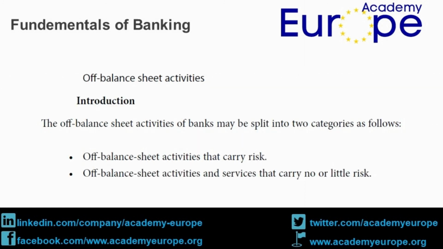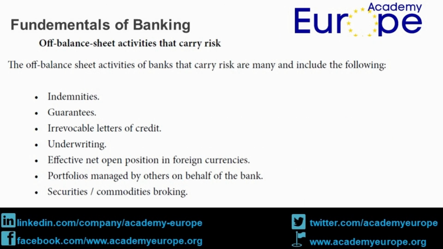Off-balance sheet activities. Introduction. The off-balance sheet activities of banks may be split into two categories as follows. Off-balance sheet activities that carry risk. Off-balance sheet activities and services that carry no or little risk. Off-balance sheet activities that carry risk. The off-balance sheet activities of banks that carry risk are many and include the following: indemnities, guarantees, irrevocable letters of credit, underwriting, effective net open position in foreign currencies, portfolios managed by others on behalf of the bank, securities and commodities broking.